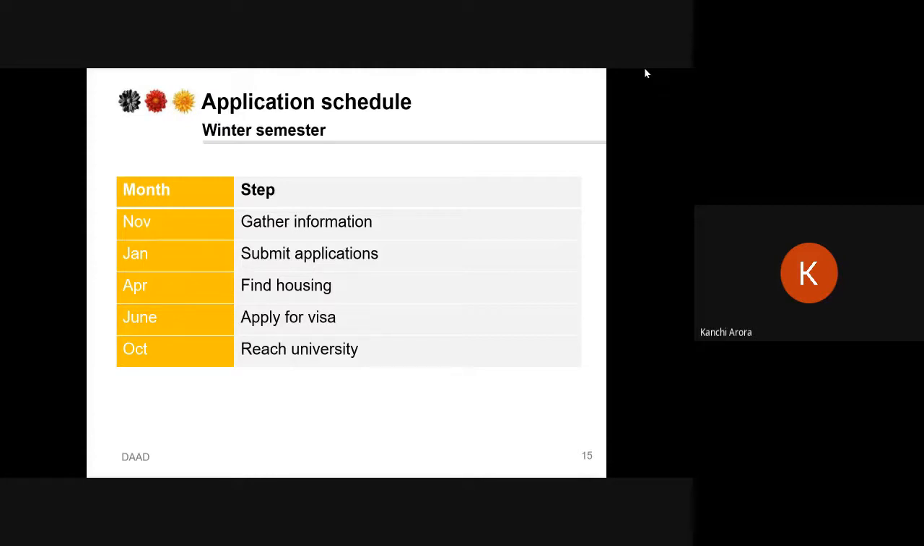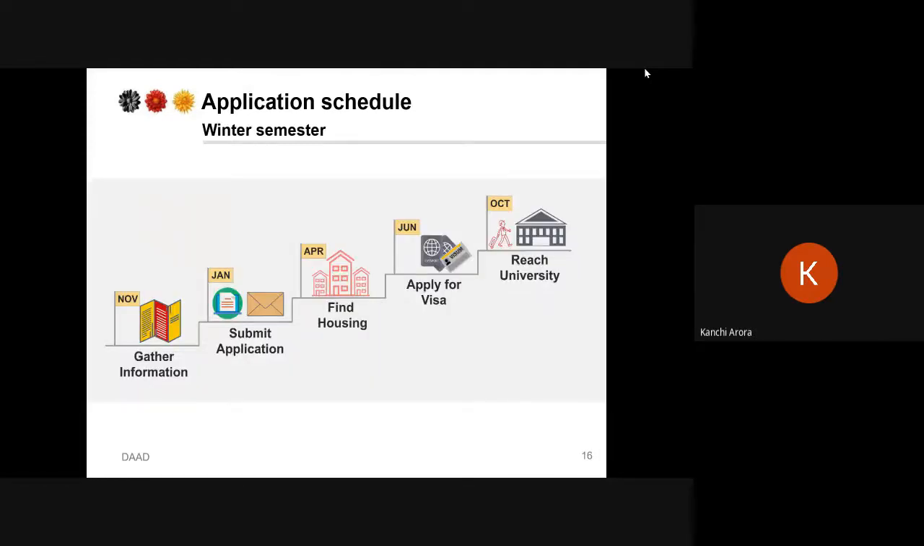You start gathering information. You should have started that by now if you want to go into 2021. And then you do the application procedure, follow exactly what's written on their website. And once you're through with that, you start looking for the accommodation a bit. You then apply for visa. For Bangalore, please make sure that you apply for visa well in advance, because the consulate in Bangalore usually gets a lot of applications, and it gets difficult to get visa appointments. And then by September end, you should be reaching the university or the university town. So this is exactly how the winter semester schedule would look like for you.